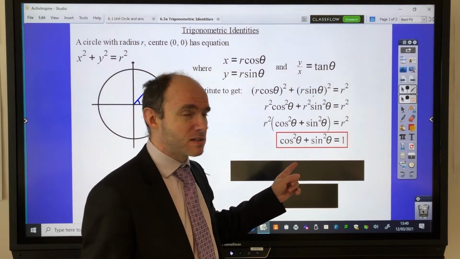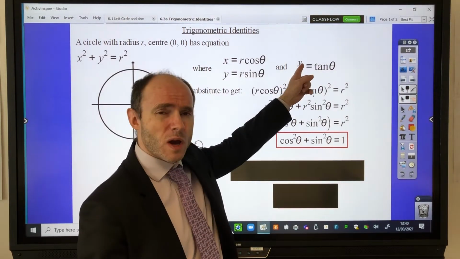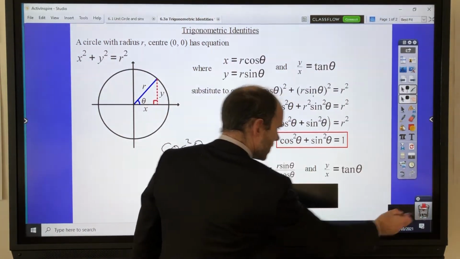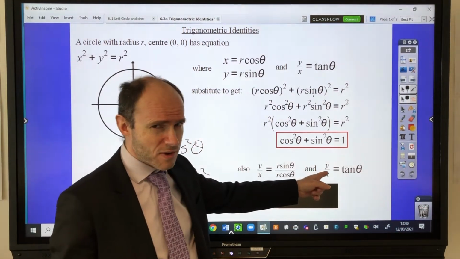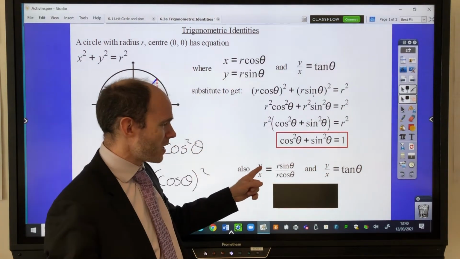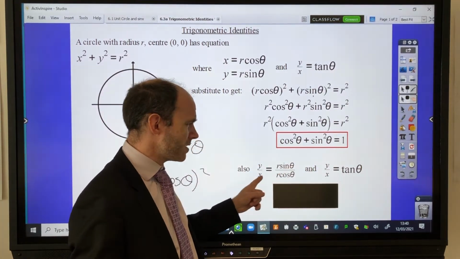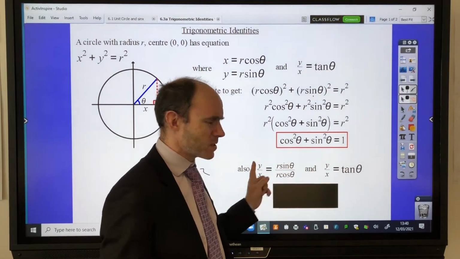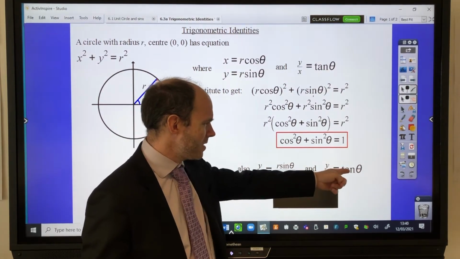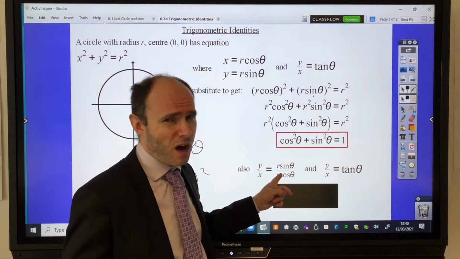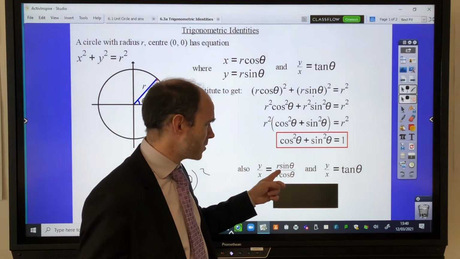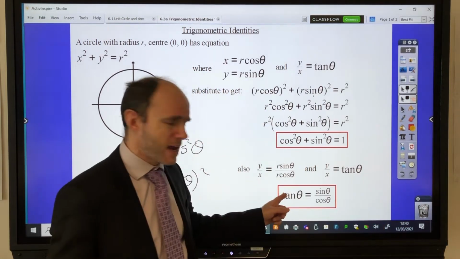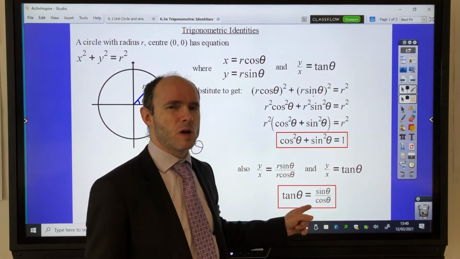And for the second identity, we're going to go back to this again. So y over x is equal to tan theta. Putting them together, you've got that result we had, y over x equals tan theta. And also, if y is r sine theta and x is r cos theta, you can just put the two together and say that these must be equal. So tan theta must be the same as that. And of course the r's will just cancel. You're left with sine theta over cosine theta. And that's our second identity: tan theta equals sine theta over cosine theta.